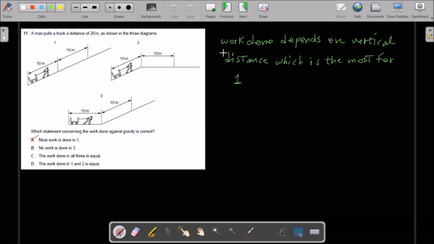We know that work done depends on vertical distance, which is the most for number 1. That's why number 1 is the right. So most work is done in number 1 because vertical distance is more for number 1. As you can see, this is vertical distance, and for number 2 it is this much, for number 3 also this much. So for number 1, H will be more. That's why most work is done in number 1.